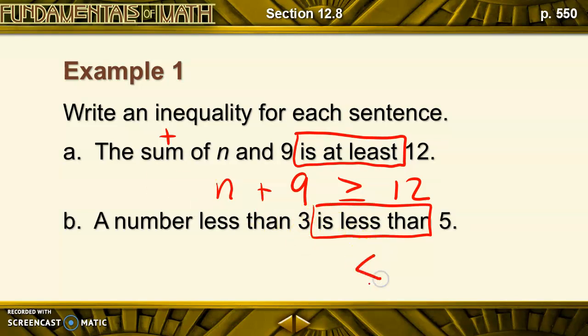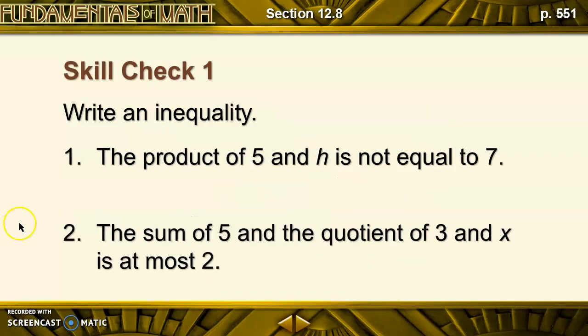less than looks like this. And it says a number less than 3 should be 3 minus n. Remember, whenever you have the term less than, it's supposed to go in the back. So this is 3 minus n is less than 5. Some of these can be a little tricky, but we want to be careful with them. Let's go ahead and practice this a little bit more.